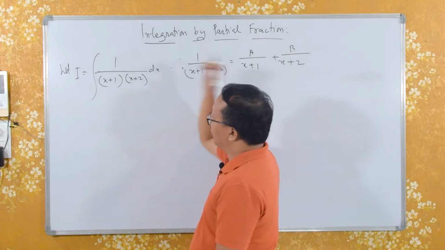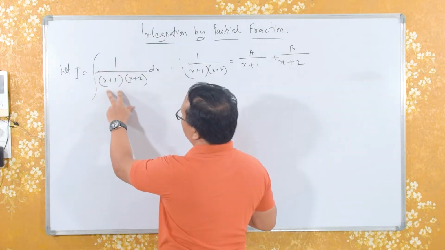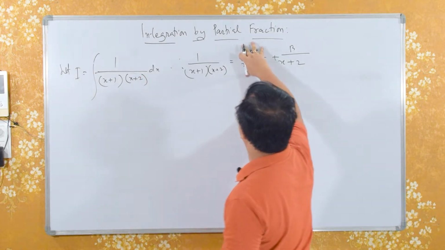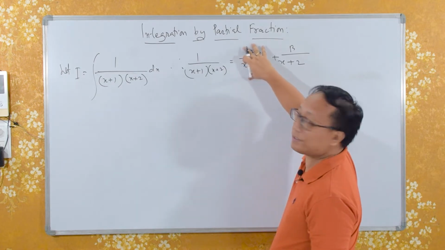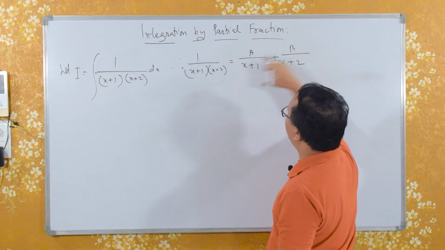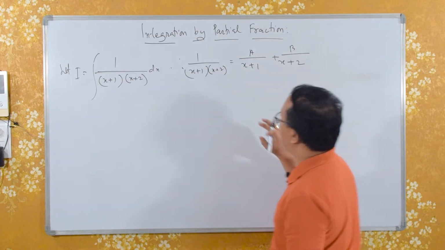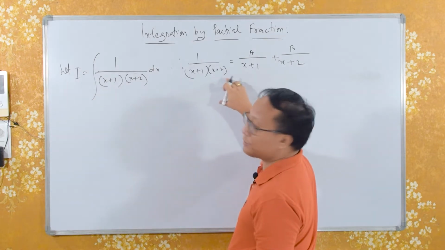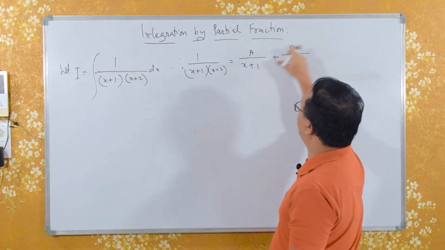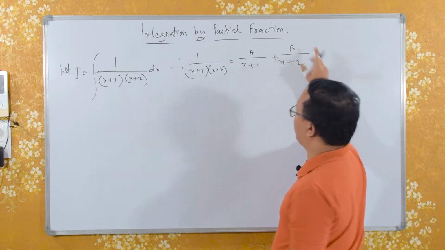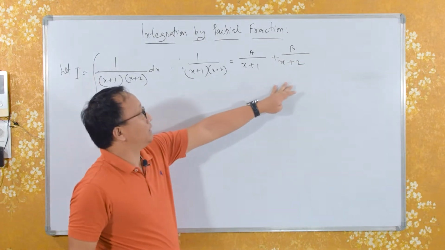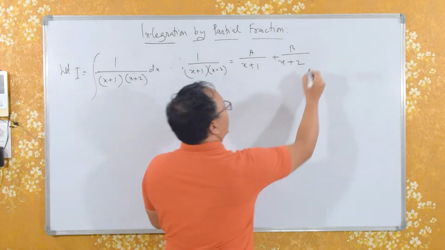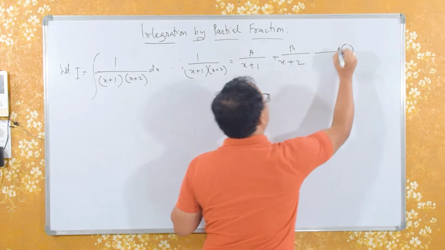It means the integral of 1 upon (x plus 1) into (x plus 2), we can break into the sum of fractions, and then we can integrate them separately. Now I am considering this integral as 1 upon (x plus 1)(x plus 2) by assigning some arbitrary constants A and B, which we have to find out. In order to find these constants, let's multiply (x plus 1) and (x plus 2) on both sides of this equation. Let's call this equation number 1.